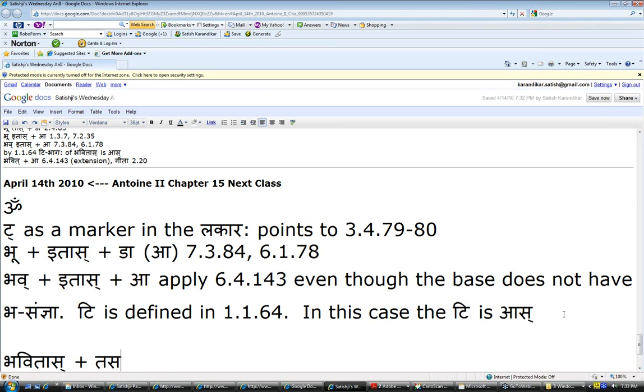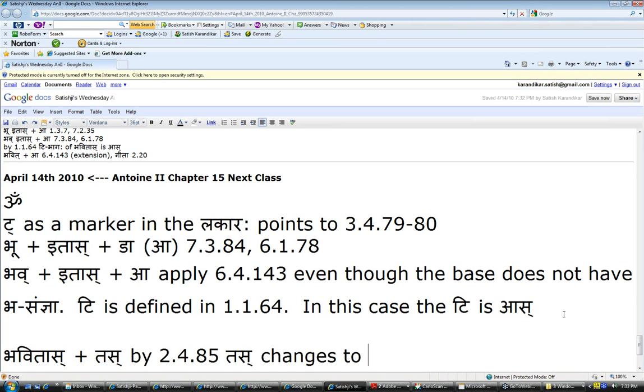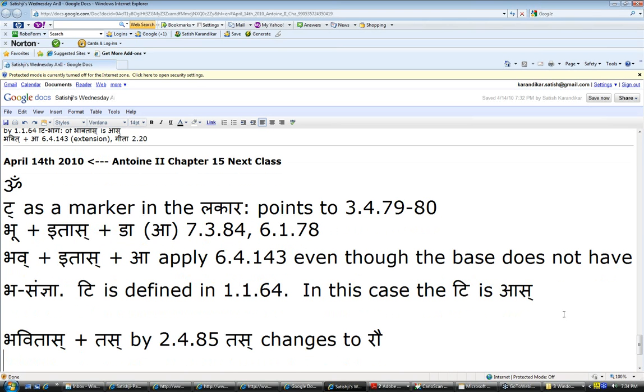And because again the same sutram, 2-4-85, we had da rau rasaha. So the tas will change to rau, da rau rasaha. Then we have to do only one more step now. It changes to rau, da rau rasaha, because the yatha sankhya madhya adesha was done. So bhavita plus rau, we need only one sutra, which is richa. The richa is 7-4-51.